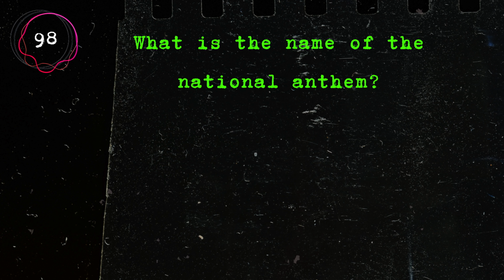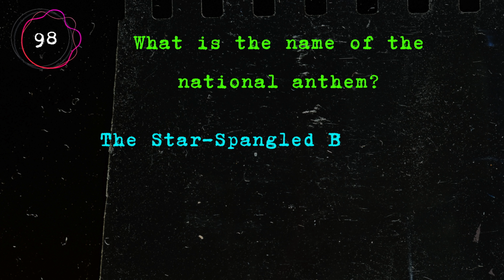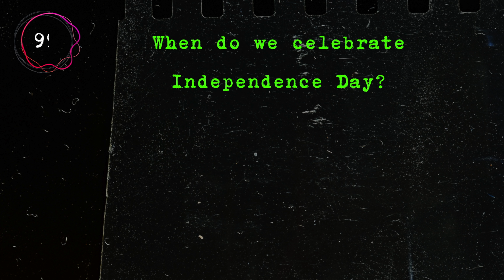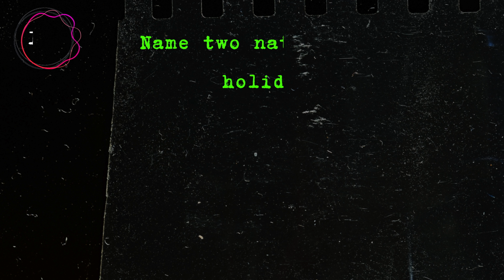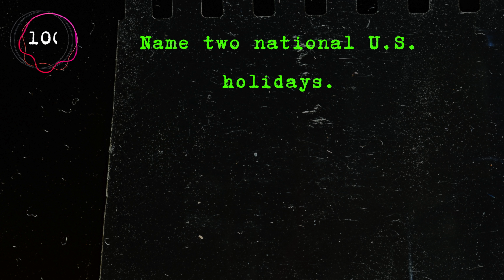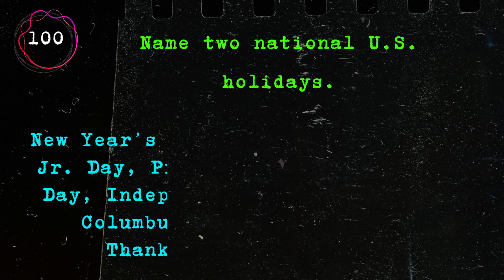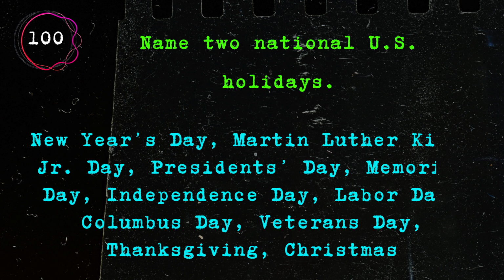What is the name of the national anthem? The Star-Spangled Banner. When do we celebrate Independence Day? July 4th. Name 2 national U.S. holidays. New Year's Day, Martin Luther King, Jr. Day, President's Day, Memorial Day, Independence Day, Labor Day, Columbus Day, Veterans Day, Thanksgiving, Christmas.